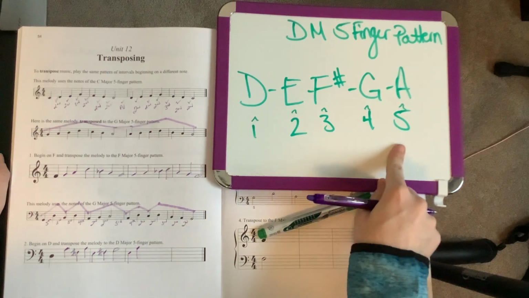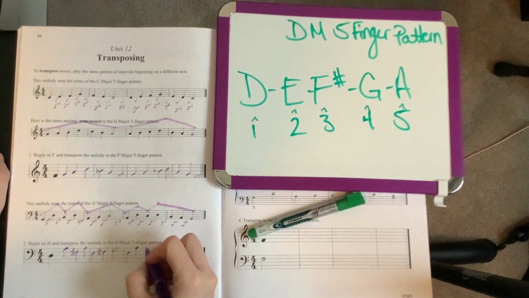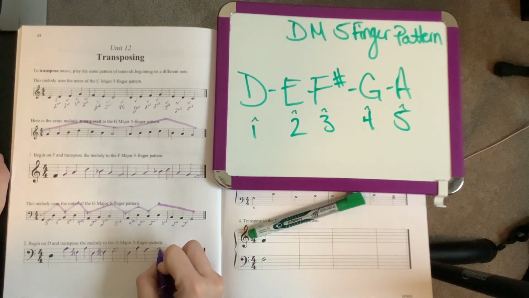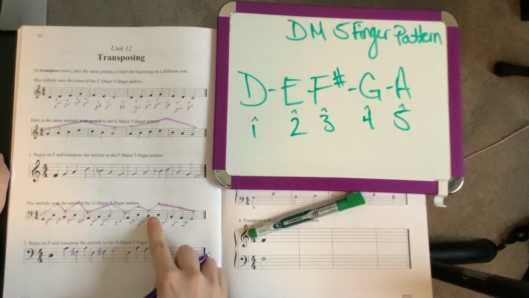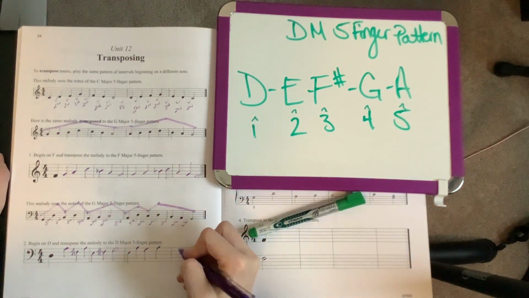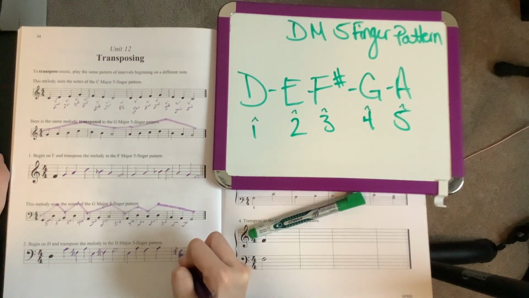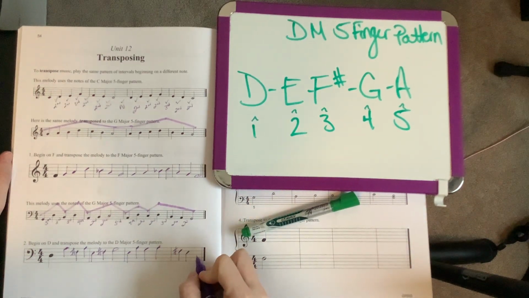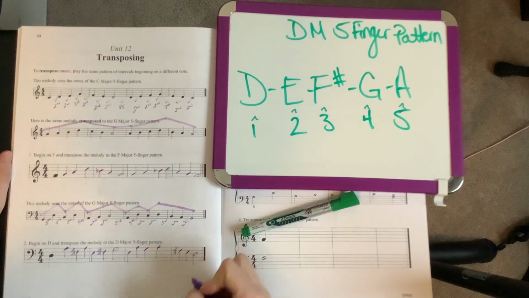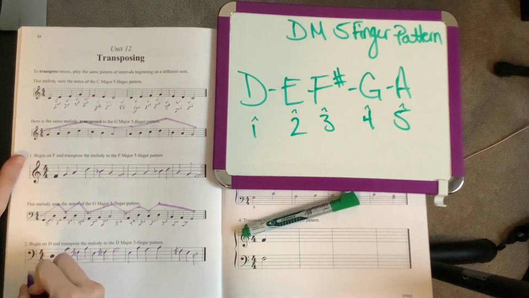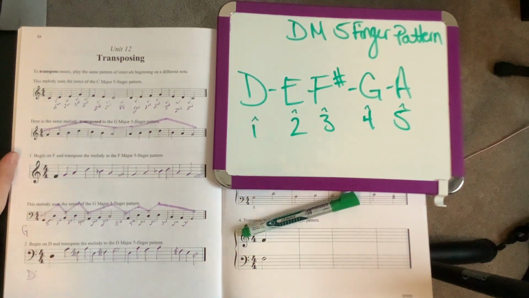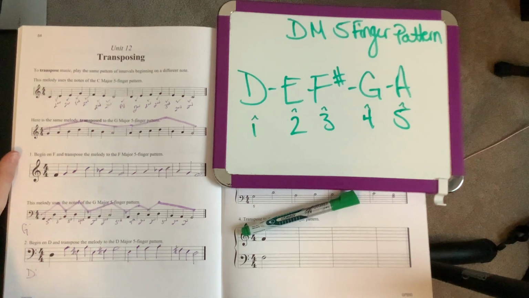Down a 2nd. 1. Up a 2nd. And down a 3rd. 1, 2, 3. Down a 2nd. And down another 2nd. So we should have ended on our tonic, which is D. Remember, tonic is the first scale degree. So our tonic in G major is G, our tonic in D major is D.